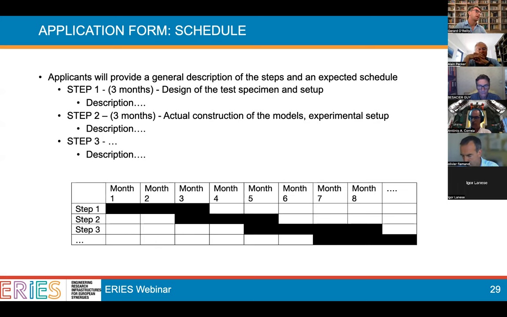So as I mentioned before, the schedule. Just to give an idea of the different stages, like the design of the test specimen, the setting up, the actual construction of the models and so on. Just to give an idea of when and what you plan on doing throughout the project proposal, should it be successful, to give an idea then to the laboratories of how that can be accommodated and worked into the schedules.